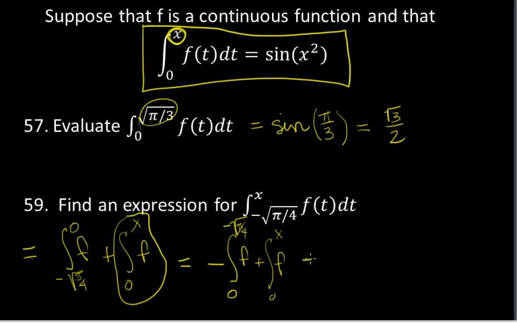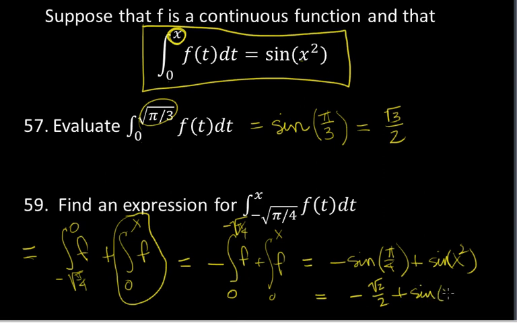Now I can use our definition given above. Minus the sine of the top limit squared is just pi over 4 plus the sine of x squared. And let's see, the sine of pi over 4 is the square root of 2 over 2, so this will be minus the square root of 2 over 2 plus the sine of x squared.